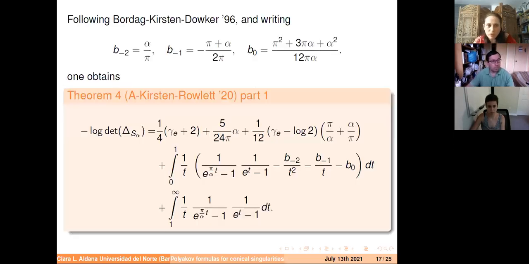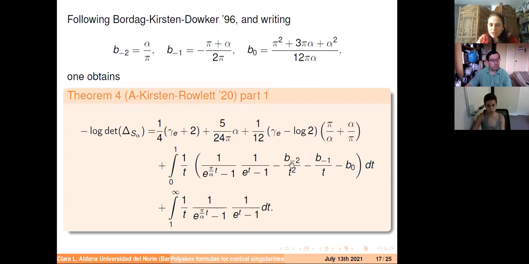And using this method, one obtains this very nice formula for the logarithm of the determinant on sectors. So if you look at this, this is just a constant. Here we have a term linear in alpha. Here we have this pi over alpha plus alpha over pi. And here we have this function. For this part, we just take away this divergent part. So this converges here. And here this integral converges. So this is really very easy to compute, and one replaces some values, one obtains numbers, it's really very easy. It's a very nice formula.